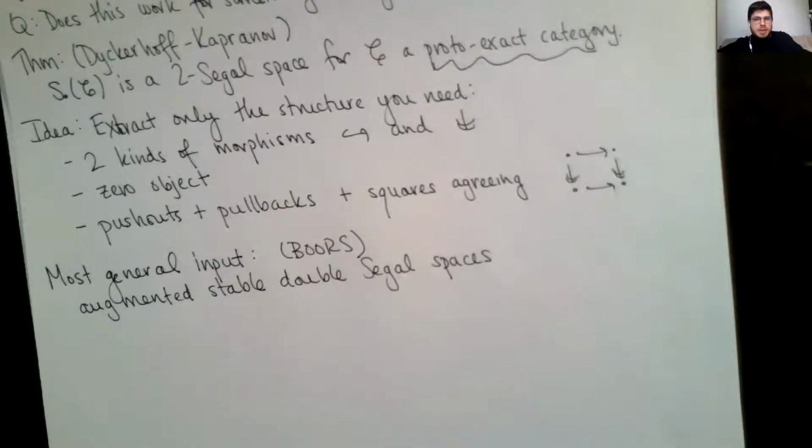Do you mind a little question? Yeah, go ahead. In the Dyckerhoff-Kapranov work, do they give an example of something which is a proto-exact category but is not an exact category? They give lots of examples. I think you can do things like finite sets here, that aren't algebraic enough to be an exact category, but you can do just injections and surjections, and something like that would work.